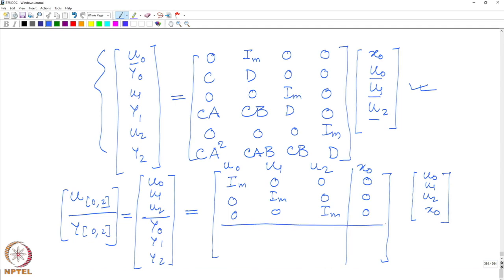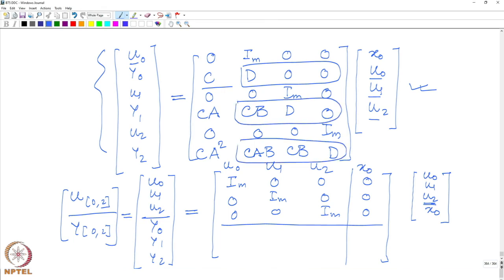Now, y 0, y 1, y 2 depend on u 0, u 1, u 2, these first 3 guys. How? They depend through this matrix, right. And what is that matrix? Sorry, not this matrix exactly, my bad. It depends on this matrix, then this matrix, and then this matrix, right.